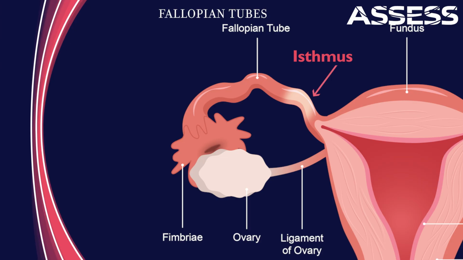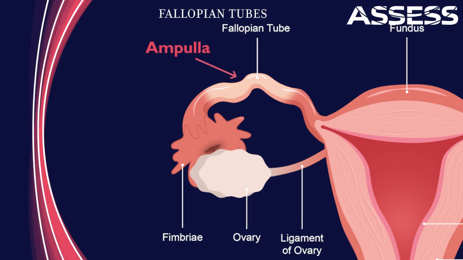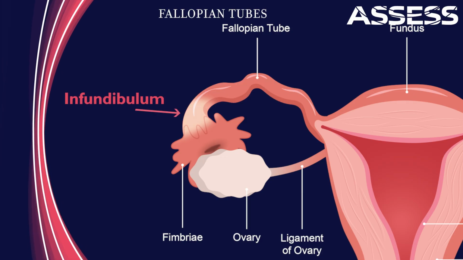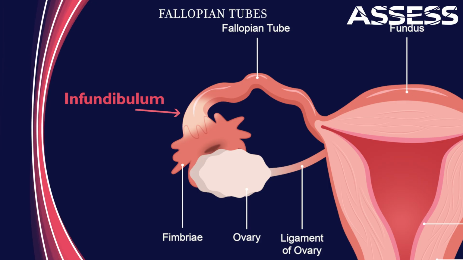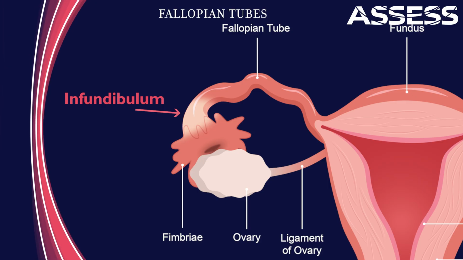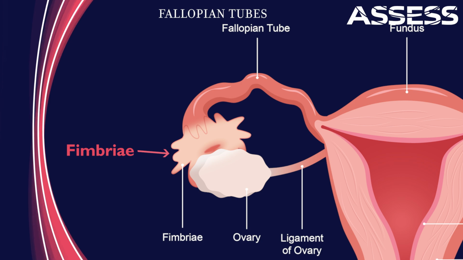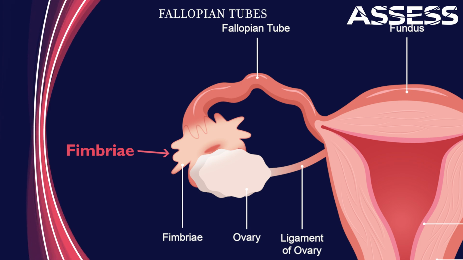The isthmus is the short, thin segment just outside of the myometrium. The next segment is the ampulla. The ampulla is the longest portion of the fallopian tube. The distal segment of the fallopian tube is the infundibulum. The infundibulum opens into the abdomen. The fimbriae are the finger-like projections attached to the distal opening of the fallopian tube.